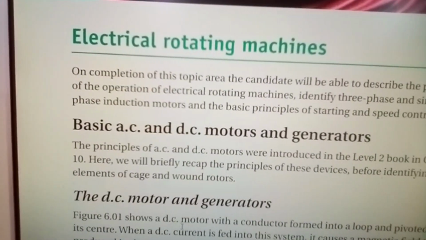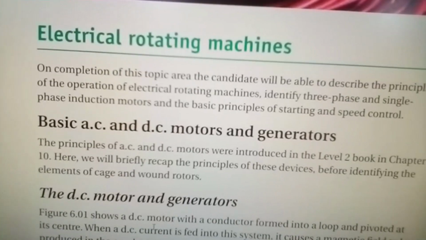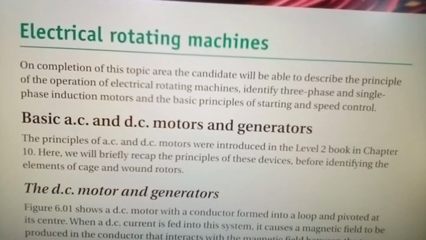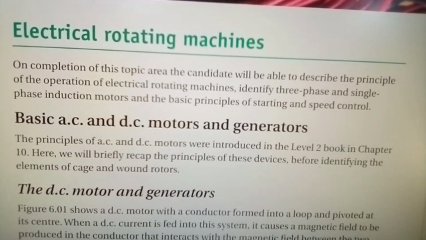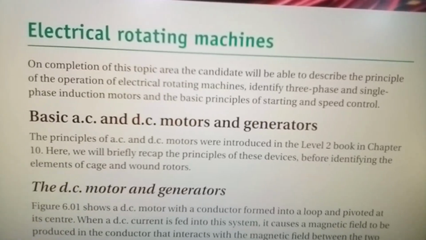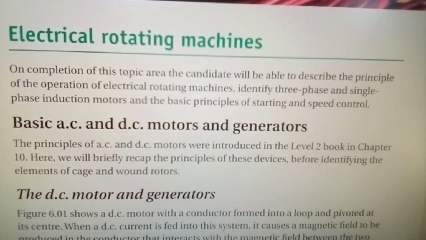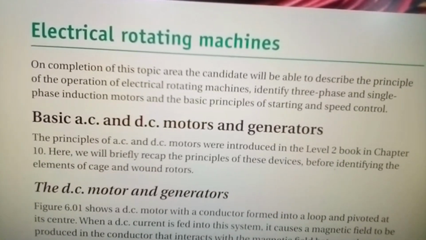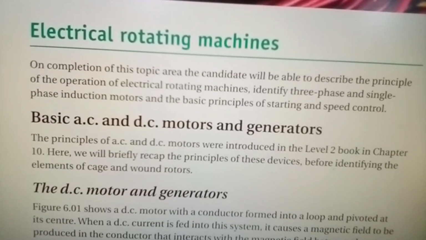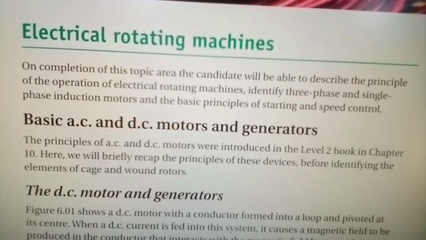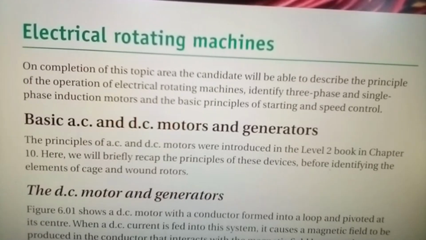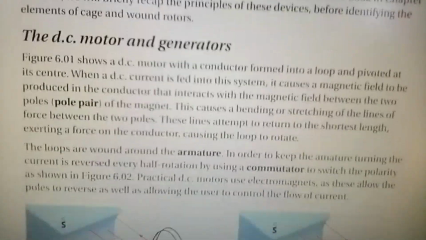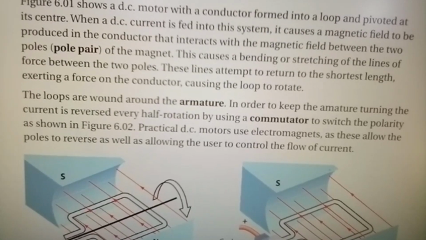Now let's go to rotating machines. Make sure we get this into view for you. Again here, on completion, that's just telling you what you will need to be expected to know. So you can see basic AC and DC motors, the DC motor and generators. Overall, pole pairs, and I'm looking at this section here when I say pole pairs.